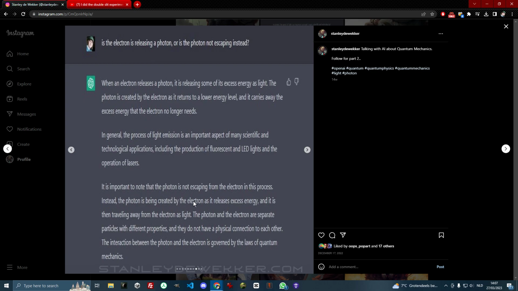That's an interesting process. Can you tell me something more about it? No. The electron and the photon are separate particles with different properties. Well, maybe not.